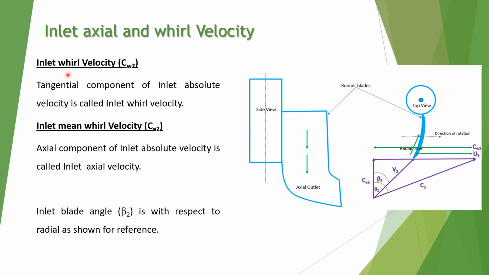Now the inlet whirl velocity, that is CW2. The tangential component of inlet absolute velocity is called the inlet whirl velocity, that is this one, CW2, and the next, I mean this should be not whirl, this should be axial velocity, that is CA2. The axial component of inlet absolute velocity is called inlet axial velocity. So this is the inlet axial velocity, that is CA2, and beta 2 is the blade angle with respect to radial, which is shown here, beta 2.